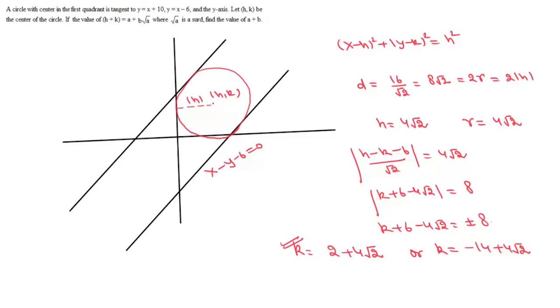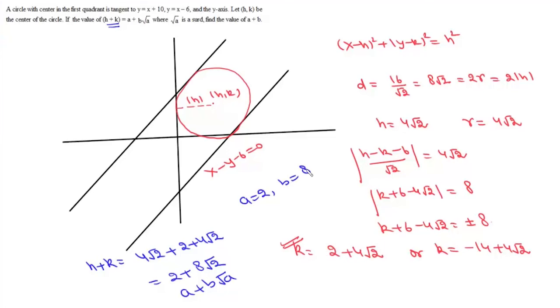Now it says we have to find the value of h plus k. So value of h plus k will be 4 root 2 plus 2 plus 4 root 2, which is 2 plus 8 root 2. Now they've expressed it as a plus b into under root a. So in this case, value of a is 2 and value of b is 8. Now we have to find value of a plus b. A plus b is simply 2 plus 8, 10, and that is the answer to this question.